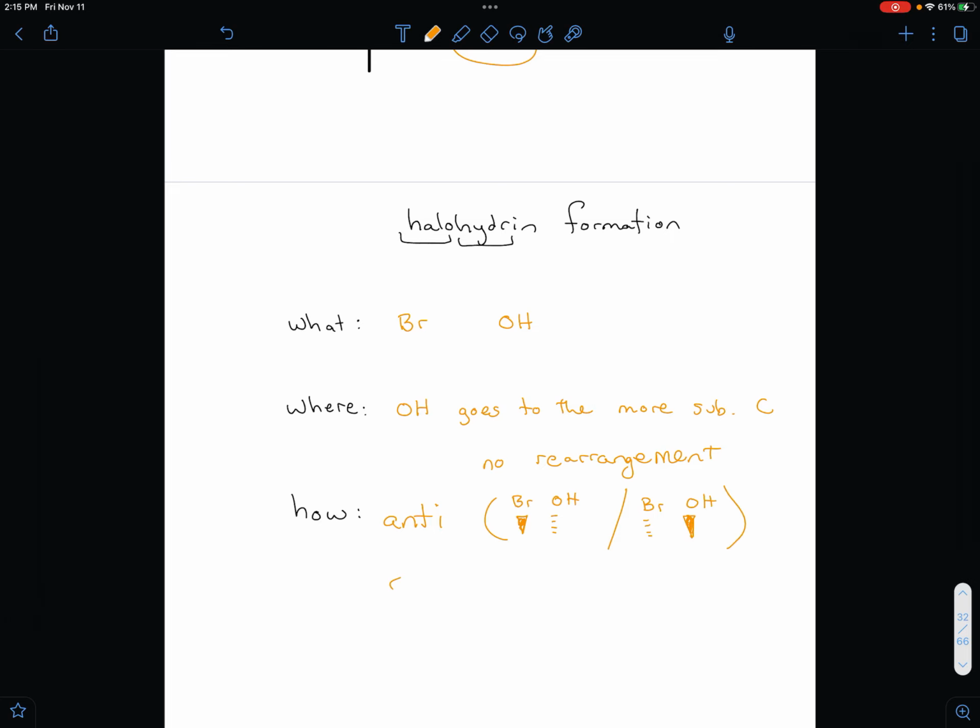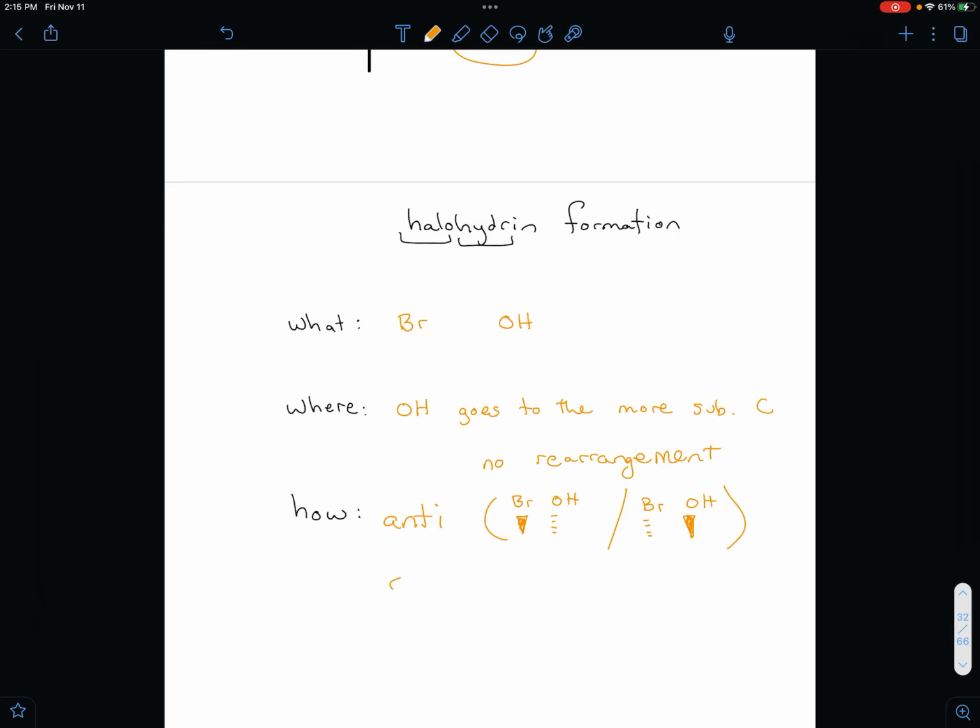And then that's 50% of the time, and the other half of the time, we'll have the OH going away from us and the bromine coming towards us. And so you'll have a mixture of those two products. So for this reaction, those are the two products you would want to draw.